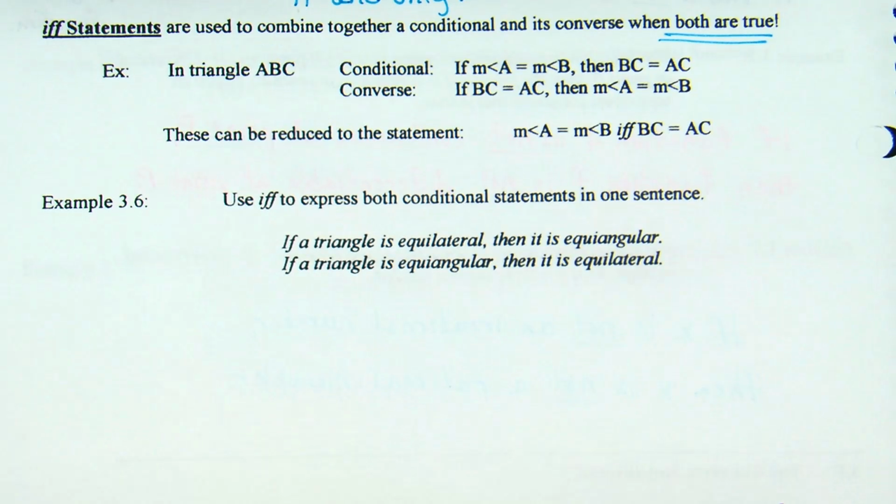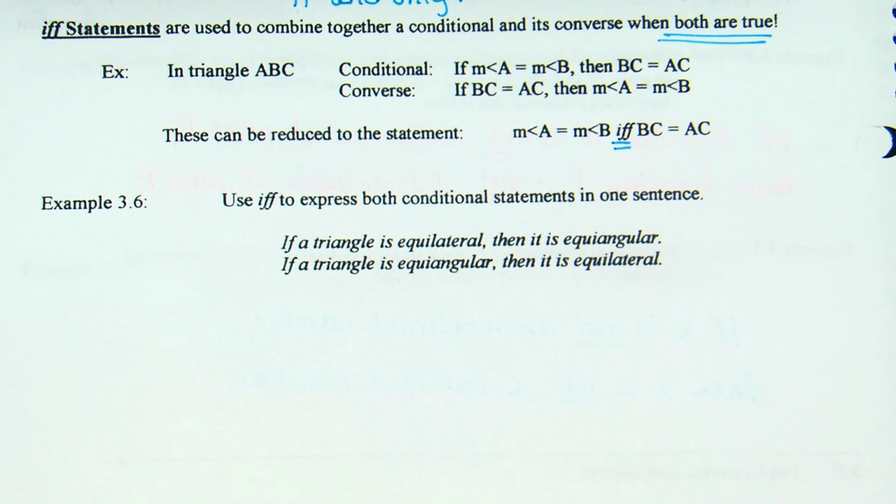So, for example, in triangle ABC, the conditional is if the measure of angle A equals the measure of angle B, then BC equals AC. The converse is, if BC equals AC, then the measure of angle A equals the measure of angle B. Based on the fact that those are both true, they can be reduced to an if and only if statement, IFF, where the measure of angle A equals the measure of angle B if and only if BC equals AC. So it's just a way of shortening.